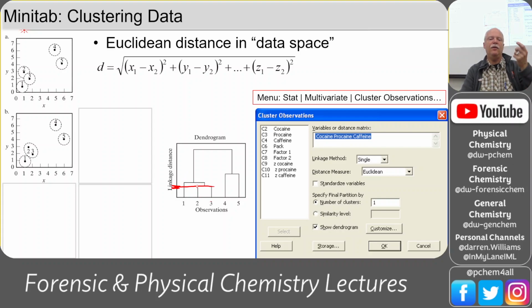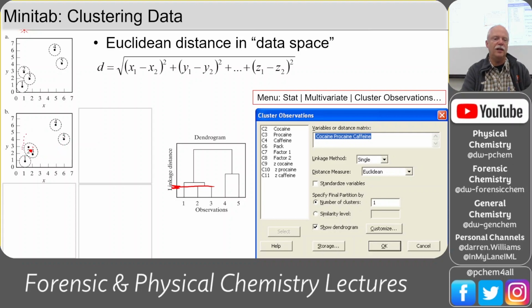And how do we do that? Well, we calculate the average X value and the average Y value. So that puts a data point midway between 2 and 3. So there's a new data point right there. And then we redo the clustering analysis. So we look at the distance between this 2-3 combination and point number 1, the 2-3 combination and 4, the 2-3 combination and 5, and then we go to point number 1 and calculate 4 and 5, and then we go to 4 and calculate the distance to 5.